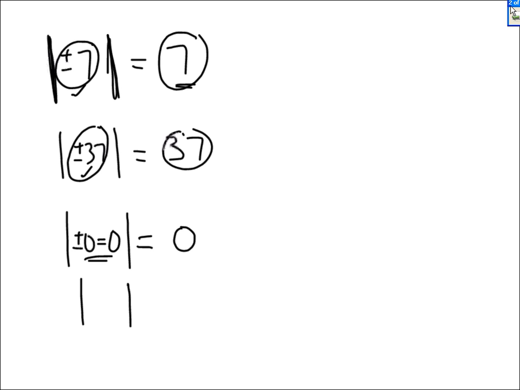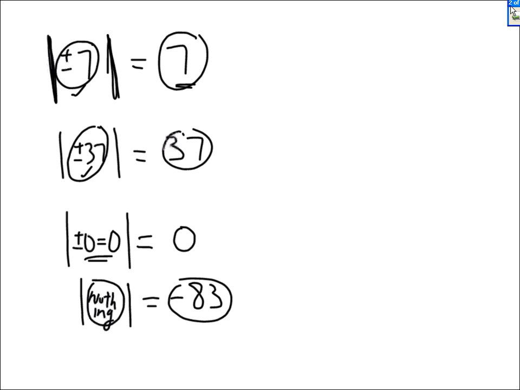The absolute value of what number or numbers, if any, give you -83? The answer is nothing. Because no matter what number you put in there, if you ignore the sign, you won't get a negative number. Because when you ignore the sign, either you get 0 or you get positive. Nothing. Absolutely nothing.